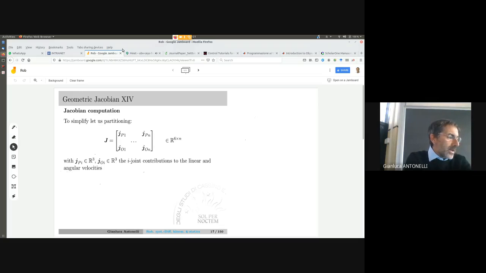Okay, now let us quickly remind the product. So this is the Jacobian. What we want, let us keep our attention now on the linear velocity. We want the velocity of the end effector, that is equal to the positional Jacobian multiplied by q dot.